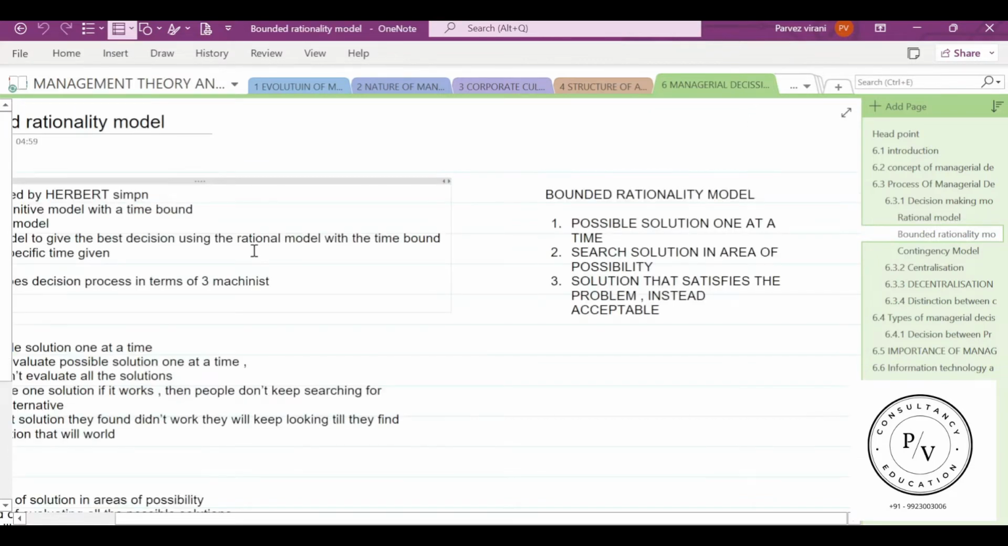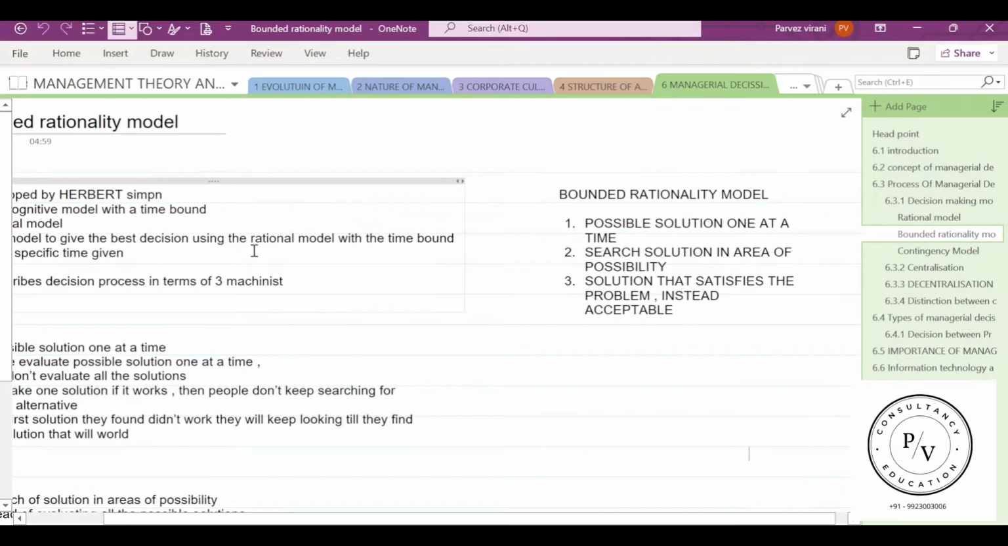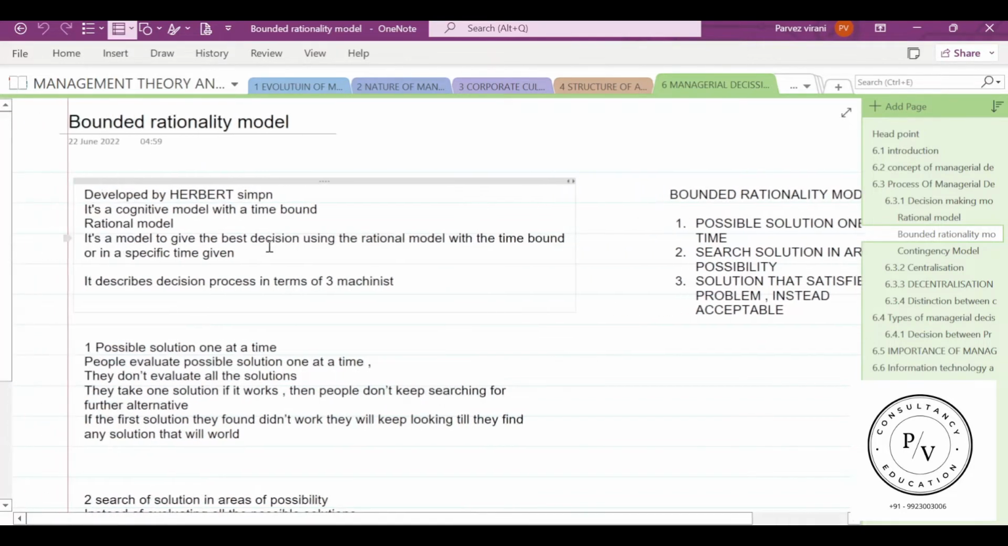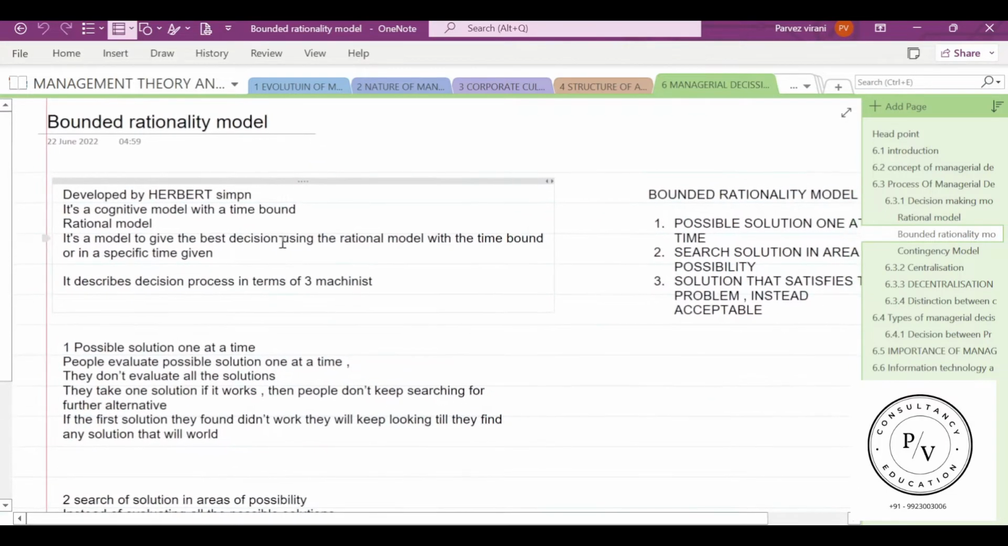The bounded rationality model has three different subparts: possible solutions one at a time, searching for solutions in the areas of possibility, and a solution that satisfies the problem instead of merely being acceptable. This is a very important model to understand because it combines its own approach with rationality. Developed by Herbert Simon, it's a cognitive model with a time bound. The rational model is also called the time bound rational model. It gives the best decision using the rational model within a specific time given. So it mixes the rational model with a time bound.